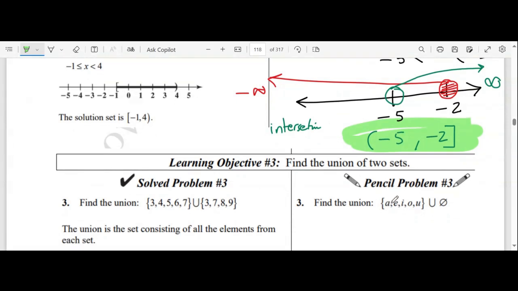Find the union. I have A, E, I, O. That's vowels. Union, empty sets. What is union? Empty sets. Who said that? Union. What's a union?